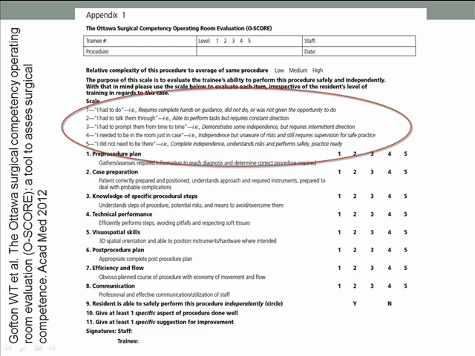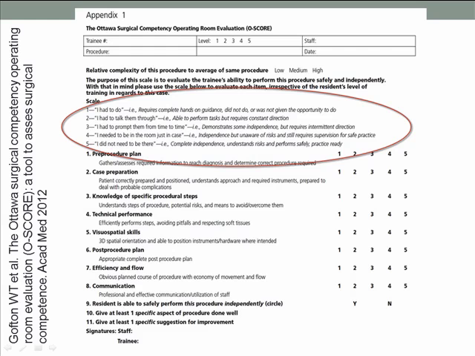This is the O-Score, Ottawa Surgical Competency Operating Room Evaluation. They have a bunch of behaviors there, 1 through 8. And every single behavior is rated on a supervision scale, which for some makes sense, but like visual spatial skills, I don't know if you could rate supervision. So I like supervision, but I don't know that I like a supervision scale for the entire form.